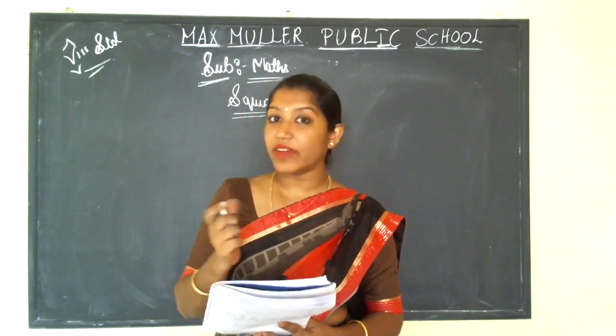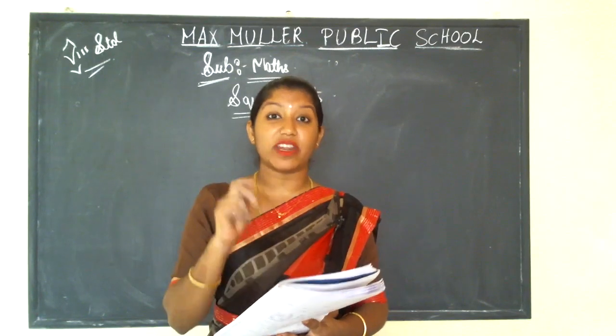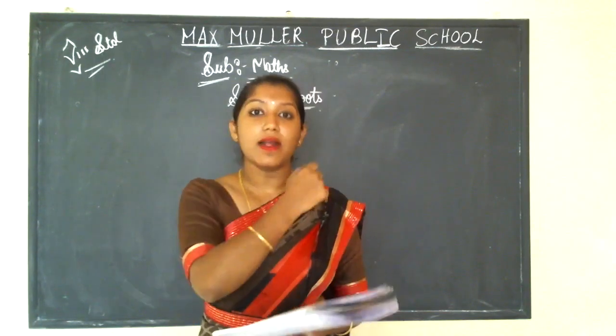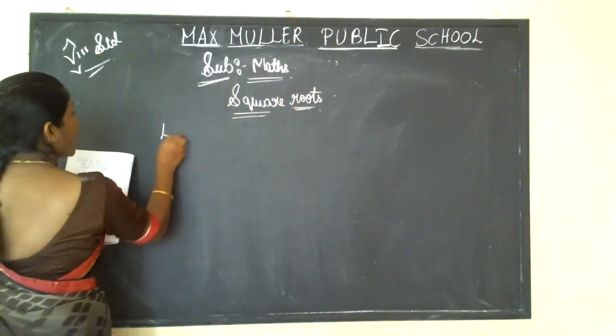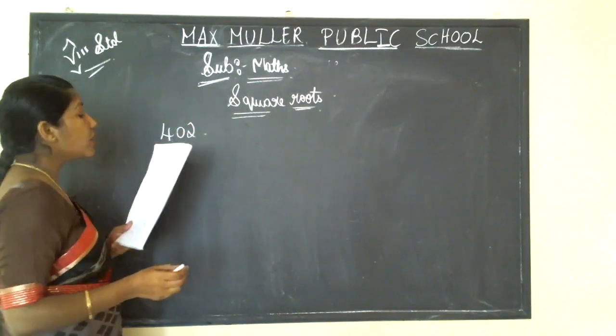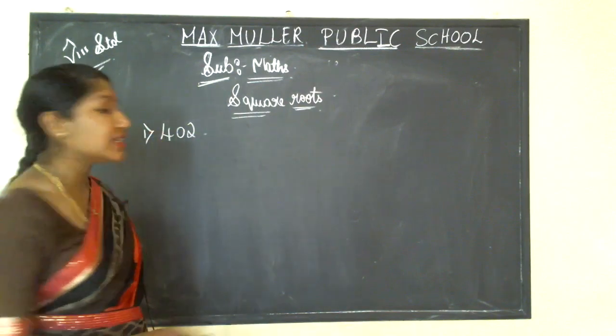Here, you have to find out whether the given number is a perfect square or not. If not, you have to subtract the number, that is the remainder. By doing the problem, you will come to know how to do it. Okay. Now, the first number under exercise 5.4, fourth one, is 402. How will you do this?